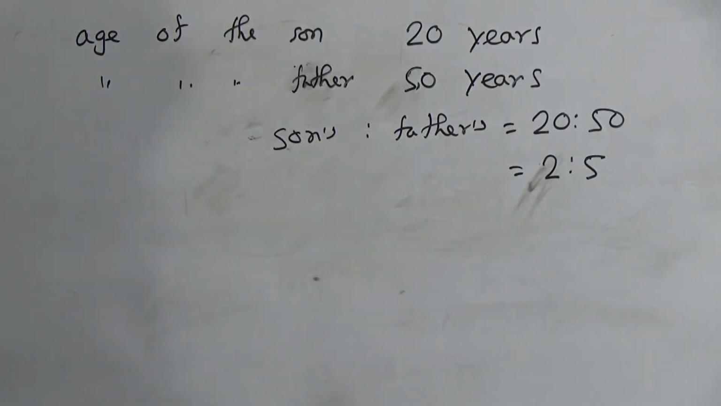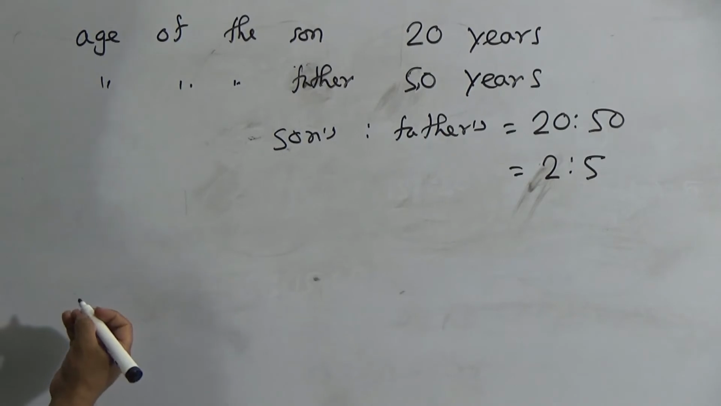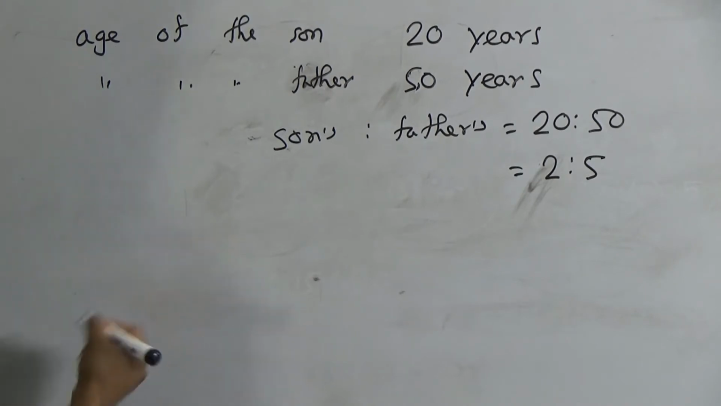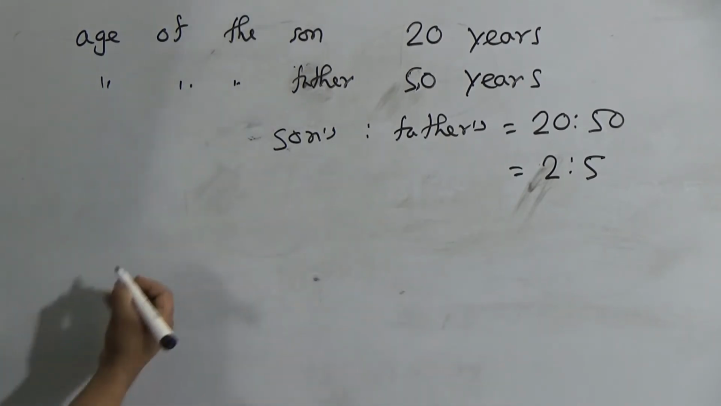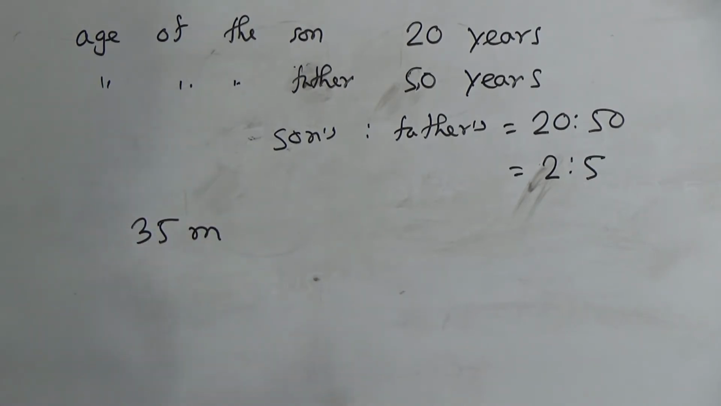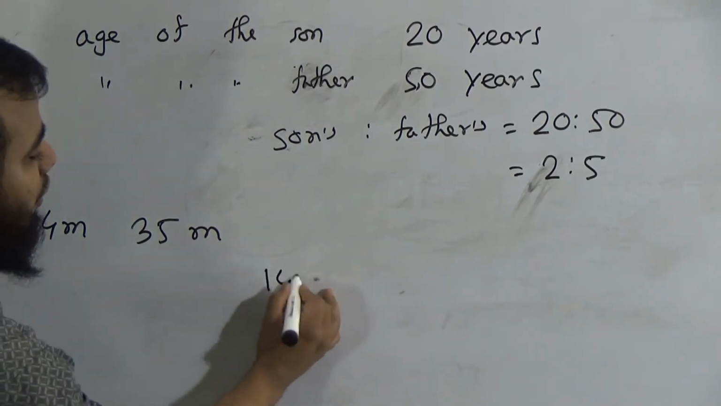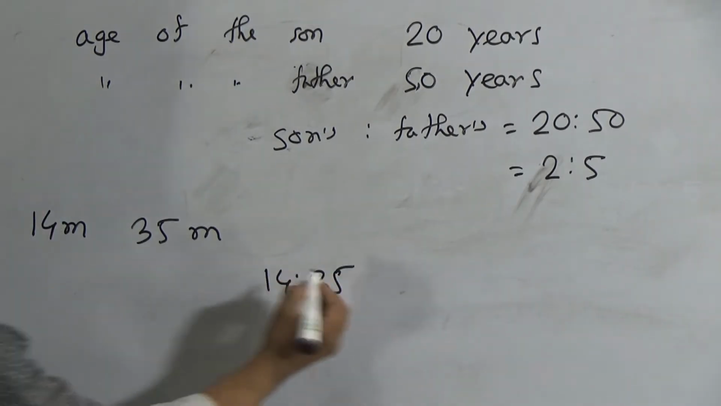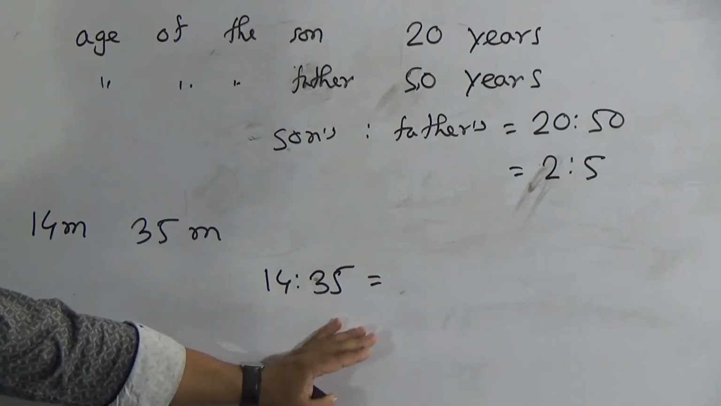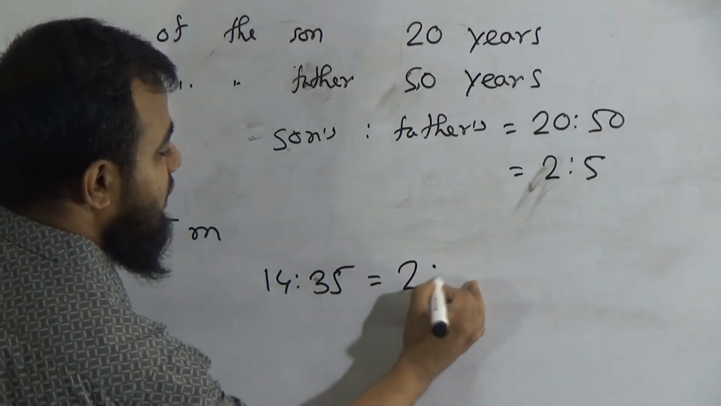Again, suppose another two ratios. Suppose the length of a rectangle is 35 meters, and the width of the rectangle is 14 meters. So the ratio of width and length of the rectangle will be 14 is to 35. That means this can be converted into a single term. If we divide both the antecedent and the subsequent by 7, we'll get 2 is to 5 again.